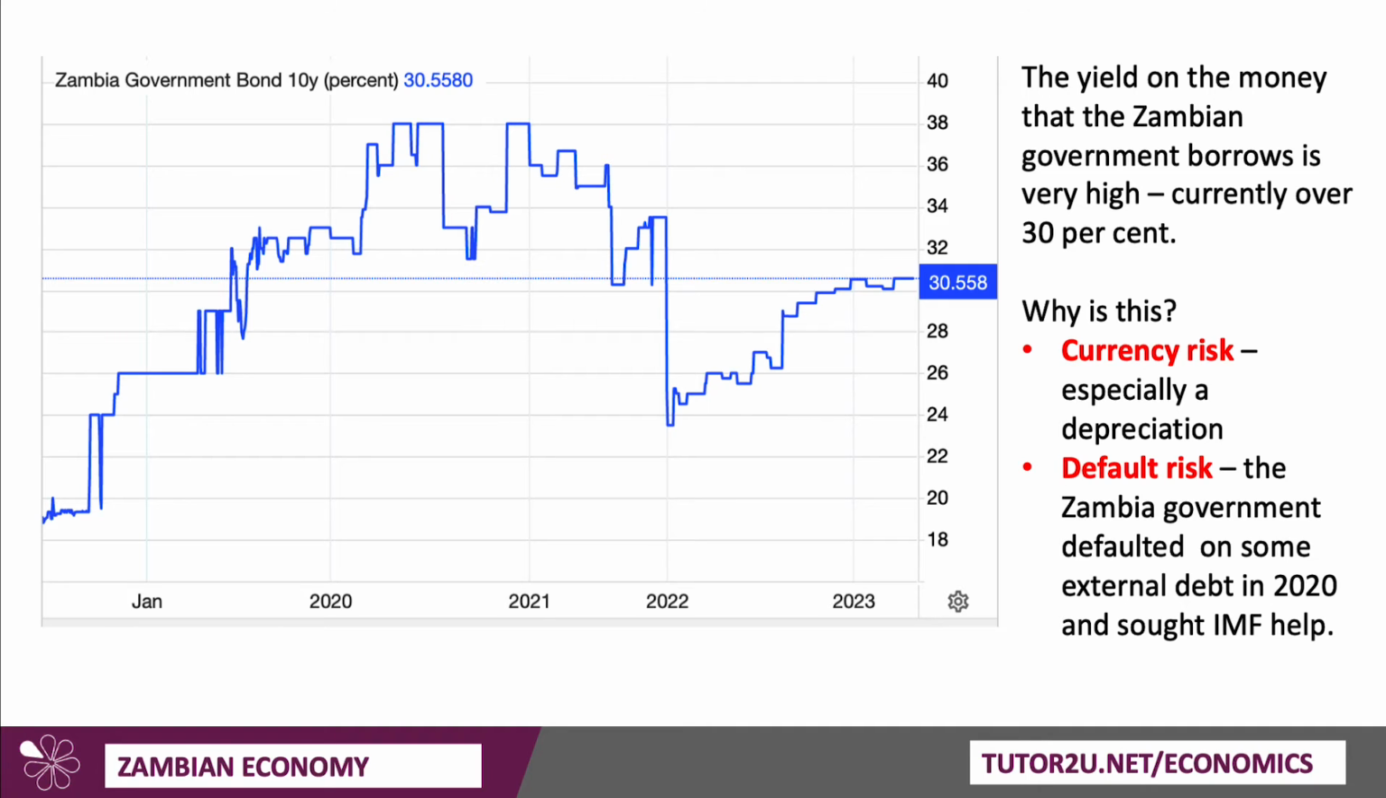One is currency risk. The kwacha, the Zambian currency, depreciated, I think, about 30% in the last year or so. So if you're a foreign investor buying Zambian government debt, there is a big risk when it comes to currency. And secondly, the default risk. The Zambian government did default on some of their debt in 2020 and sought a bailout from the IMF. So those are two reasons why, when the Zambian government borrows, they have to pay a very high yield on their debt.